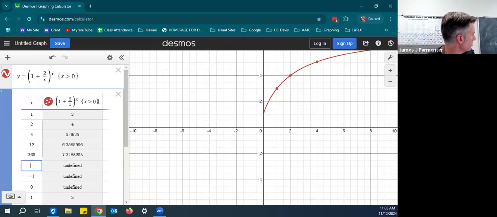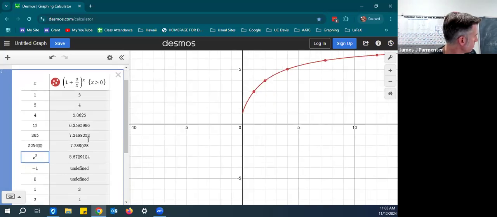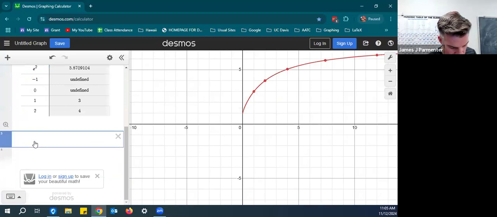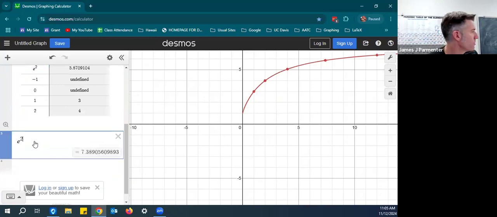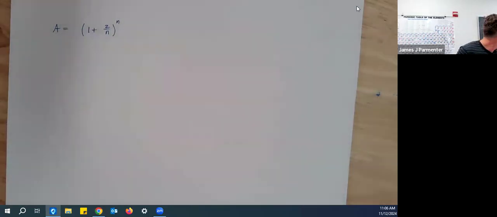Daily, every minute. What number is that? I think it's e squared. So we're getting closer and closer to e to the second power, which makes a lot of sense if we do some clever manipulation here.